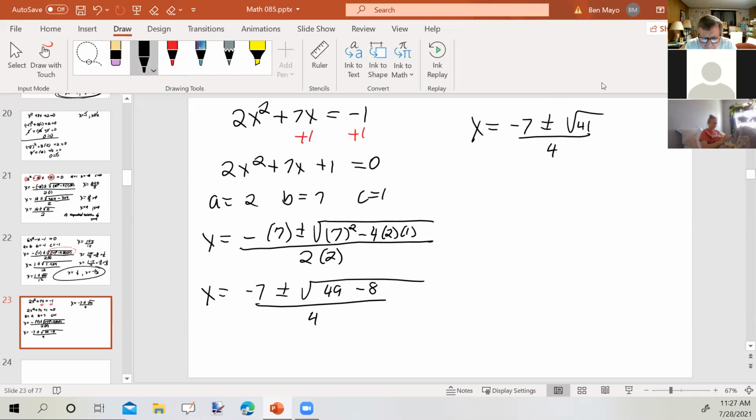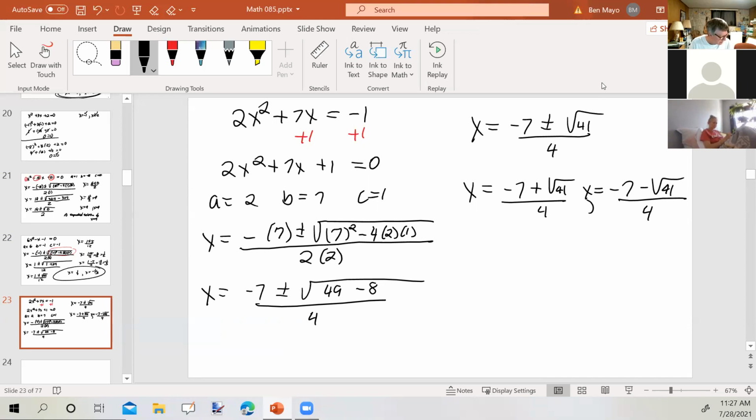41 is prime. It doesn't contain any perfect square factors other than just 1, which doesn't get us anywhere. So my solution is going to be, our solutions are negative 7 plus the square root of 41 all over 4, comma, negative 7 minus the square root of 41 all over 4. We'll say x equals, okay?